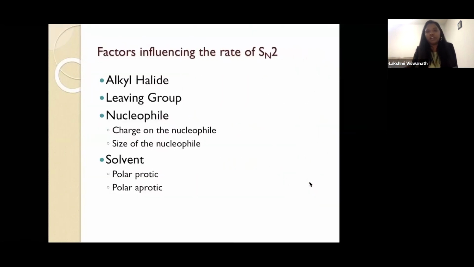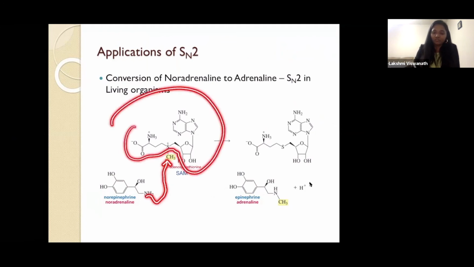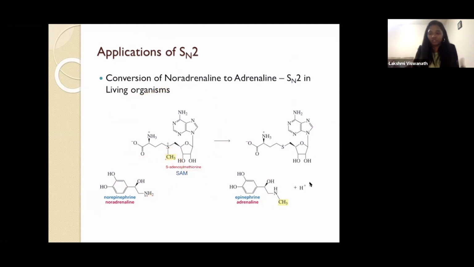Apart from the alkyl halide itself, there are also other factors which determine the rate of the reaction, such as the leaving group, the nucleophile, and the solvent, which we'll be covering in the next class. Okay, applications of the SN2 reaction. There is an important SN2 reaction that happens in living organisms where noradrenaline is converted into adrenaline. Here you can see there is this nucleophile which goes and attacks SAM, which is S-adenosyl methionine, and this is going to be our entire leaving group. The sulfur right here is activated to get it converted into a good leaving group. This is one of the important biologically relevant SN2 reactions.